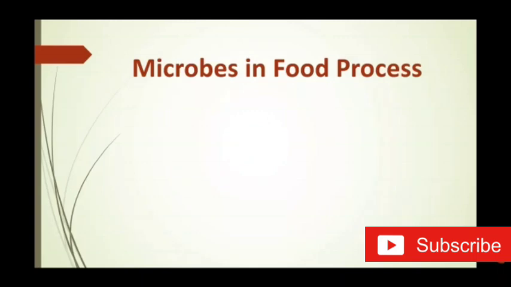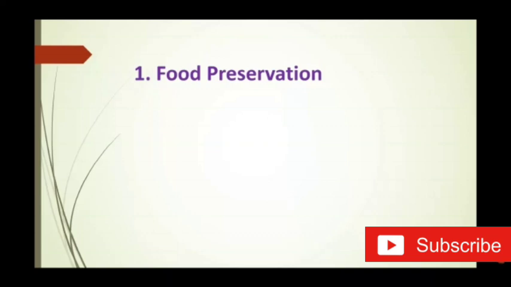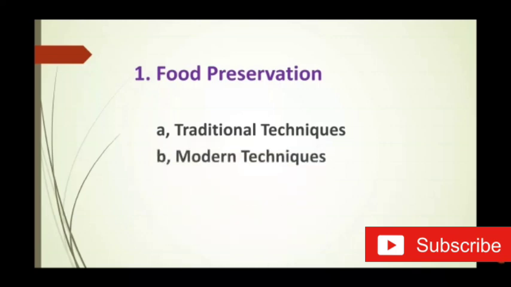And next we learn about microbes in food process. The microbes are involved in the food process by two methods. One is food preservation and the second one is food production. Let us discuss the food preservation method. There are two techniques involved in the food preservation process. First one is the traditional technique, which includes fermentation, pickling, boiling and sugaring. And the second one is modern techniques.